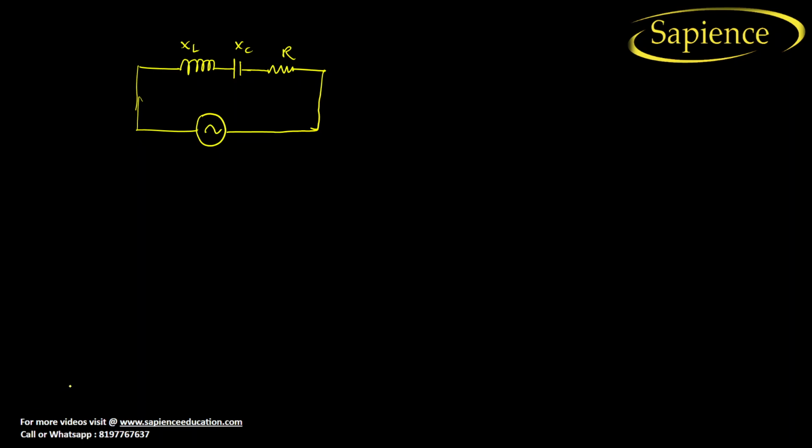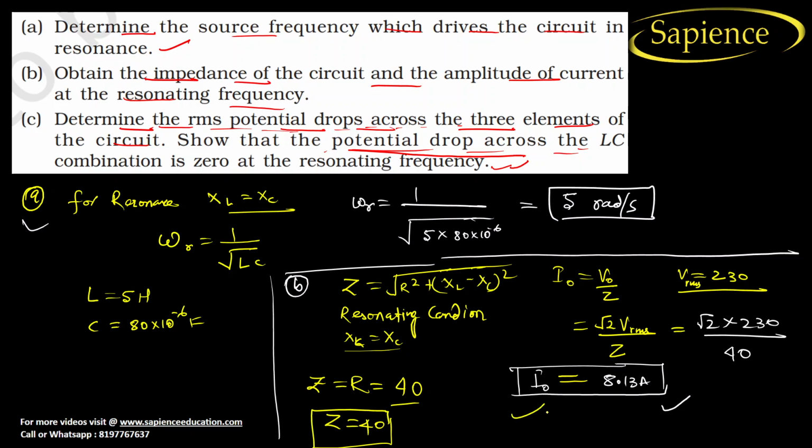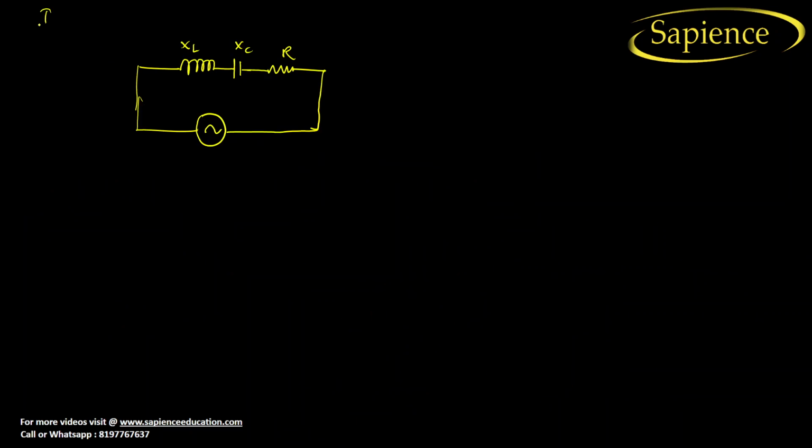Now we need to find the current. The current we have got earlier as 8.13, so I naught is equal to 8.13, and the voltage we have as VRMS, which is equal to 230 volt. They have provided the VRMS.